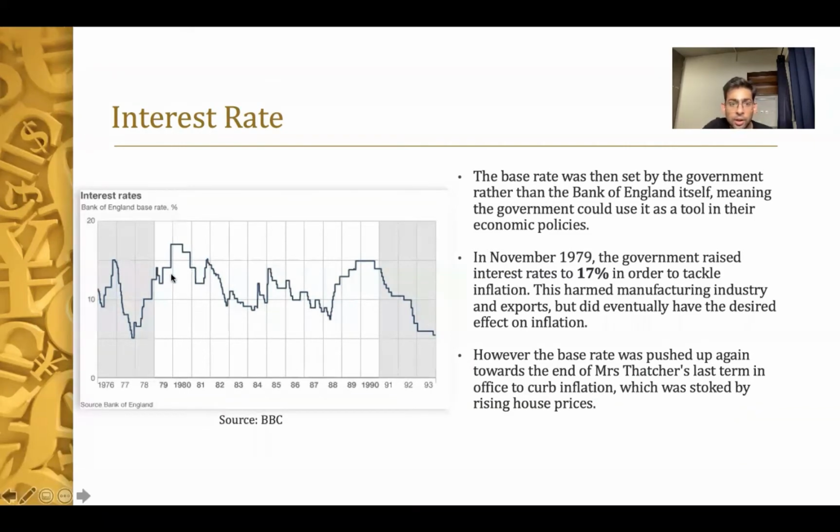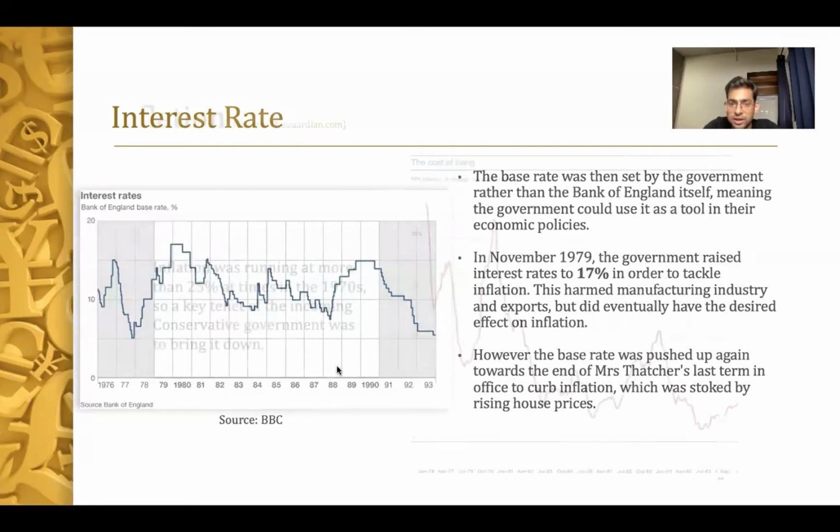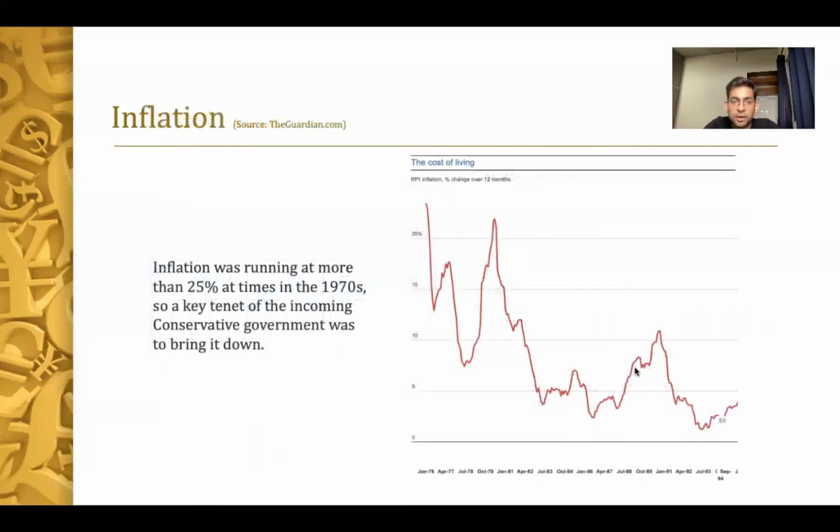And here we can see how, initially, this white part is Margaret Thatcher's regime. I took this from BBC, and this is the beginning of a regime where they targeted high interest rates and later reduced them. Now the base rate was pushed up again towards the end. It was again to curb inflation, because eventually the inflation started rising again.